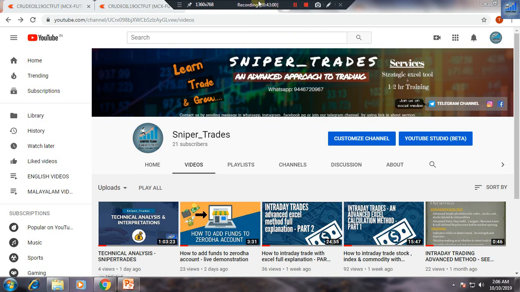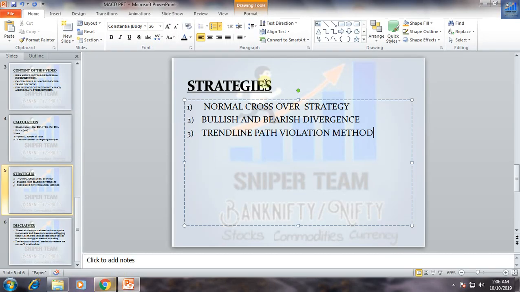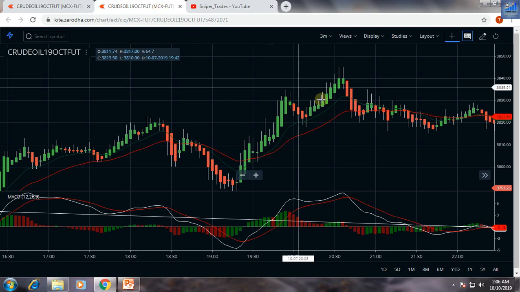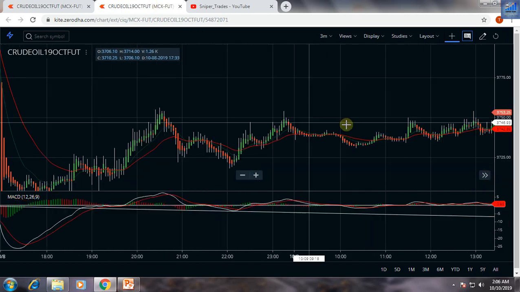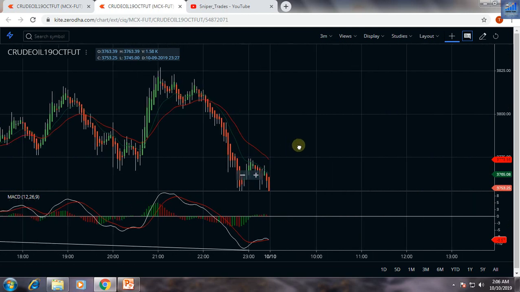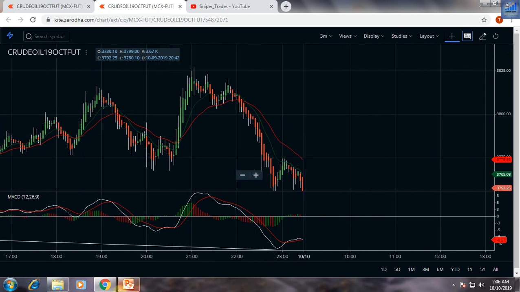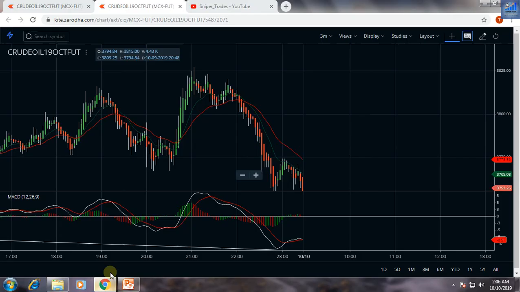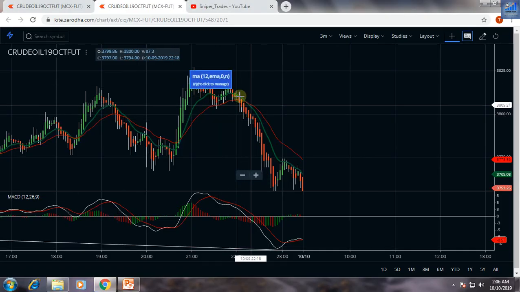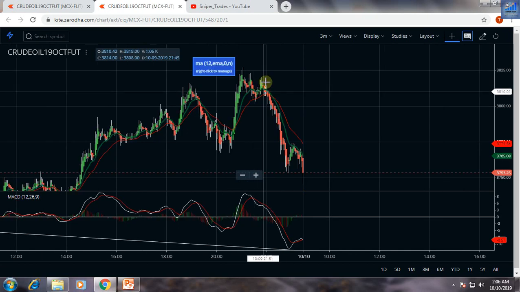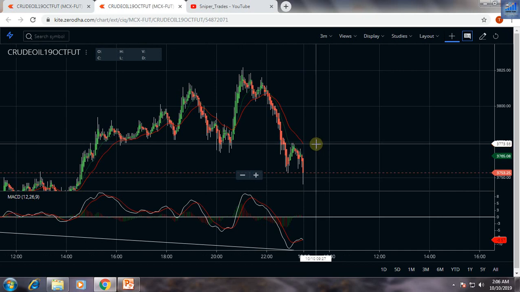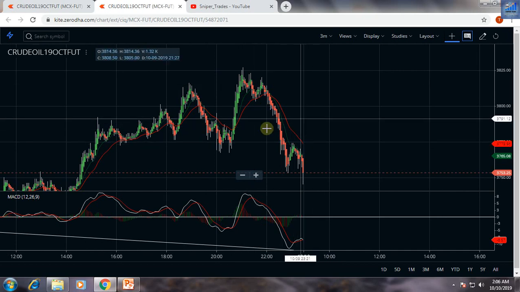I'll be uploading the live technical analysis I have recorded for this trade, this trend line. What is this trend line path violation method? For this sell signal, I have recorded live technical analysis even before this movement started. So I will be uploading that video after posting this video. So stay tuned and watch it too.